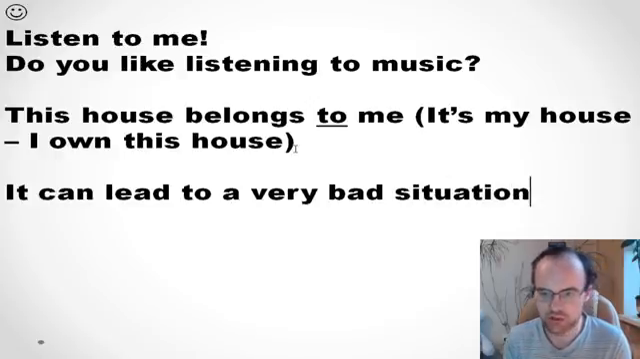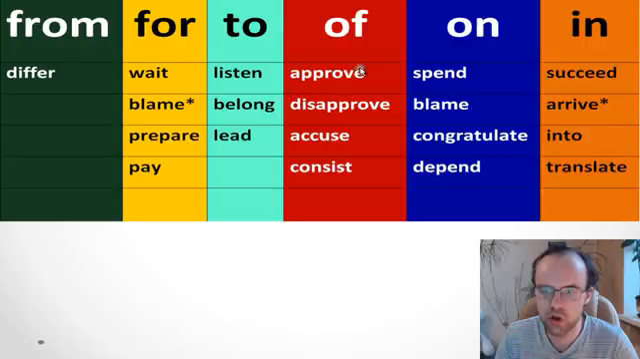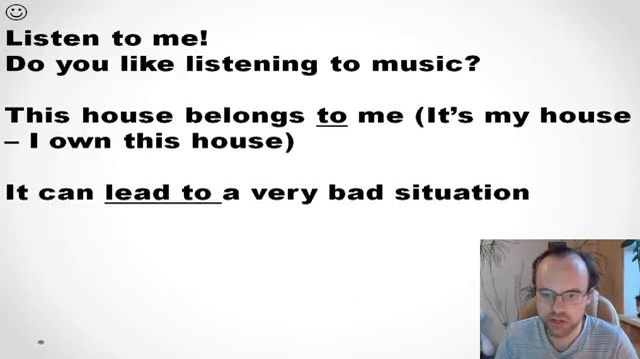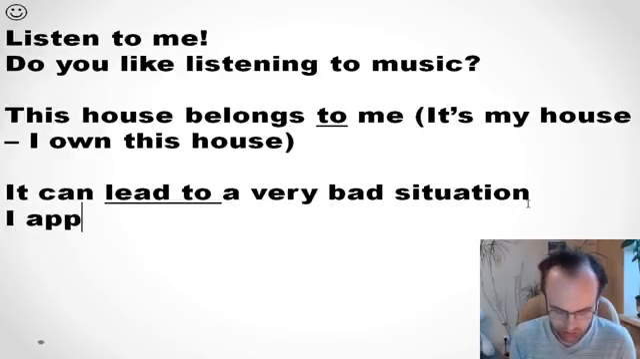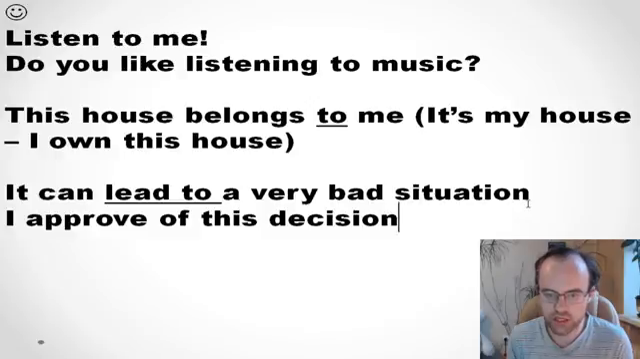It means that it can happen soon. A very bad situation, lead to. So a very bad situation will be the result. Well, so what's next? Of. So we say approve of or disapprove of. For example, I approve of this decision. I approve of this decision. Or you can say I disapprove. So I approve of this decision. It means, okay, it's normal.